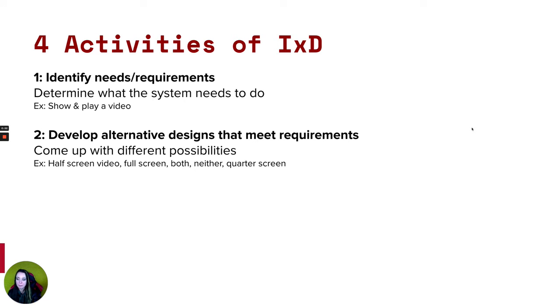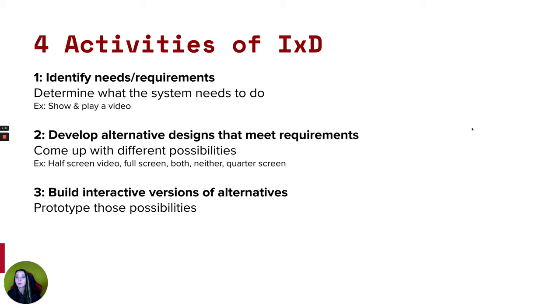In the YouTube example, there were many decisions we could have made. As for where the video goes on the screen, it could have been half screen, full screen, both, neither, quarter screen, could be not even on there. Maybe there's some other way to get to a video than the one that YouTube decided to do. So coming up with different ideas and narrowing those down to a few really good possibilities, building interactive versions of those possibilities. So prototyping, basically, prototyping those possibilities.